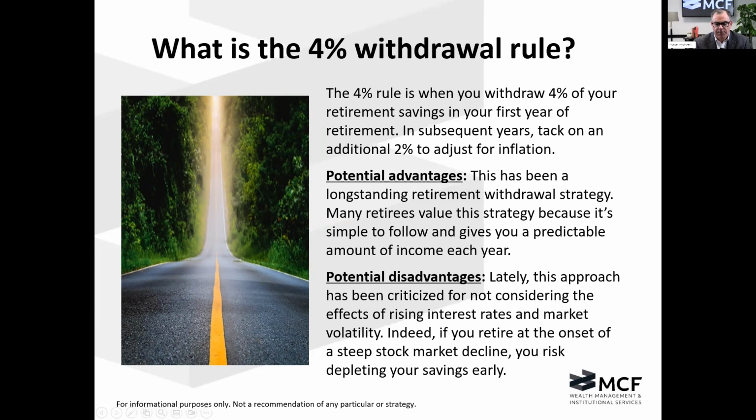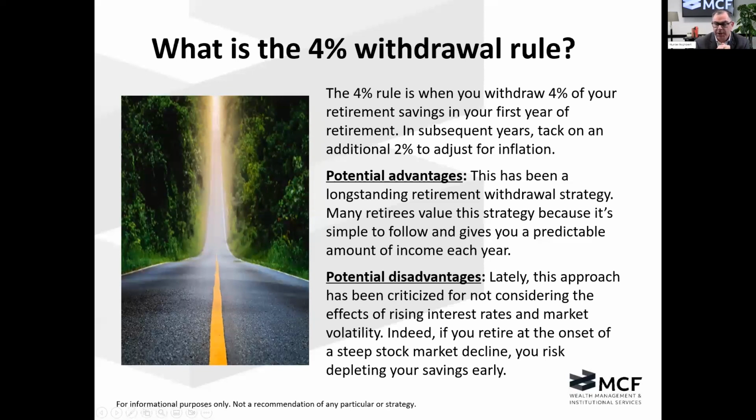So, for example, if you have $1 million saved under this strategy, then 40,000 is what you would take out during your first year. With inflation, the second year it would be 40,800, and the third year it'd be 41,616, and so on and so forth. It's not a fixed amount, but 4% is what you're trying to keep it near of your principal.